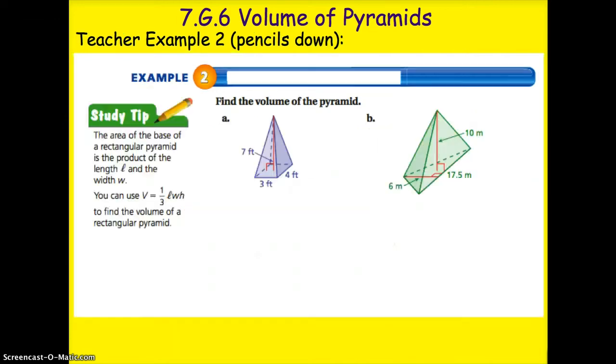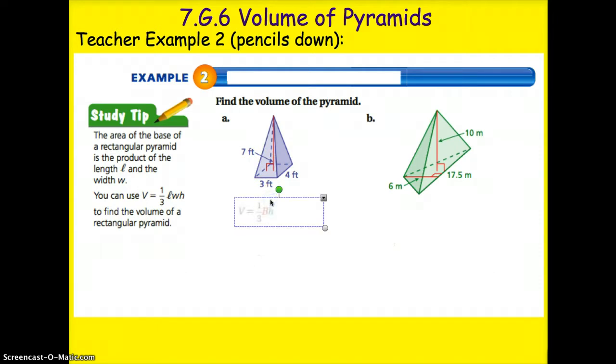Okay, let's take a look at teacher example 2. Now notice we actually have to find the area of the base, and I do have a little hint over here for you. The area of the base of a rectangular pyramid is a product of the length and the width. So you can use V equals 1/3 length times width times height to find the volume of a rectangular pyramid. That's what we were just talking about. I need to find the area of this base first.